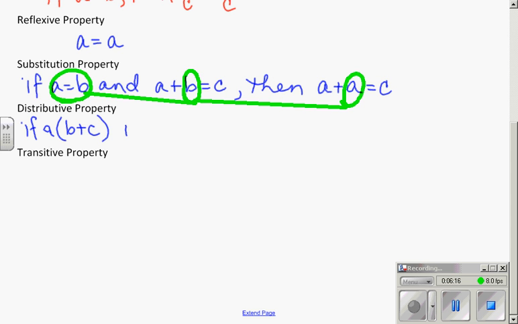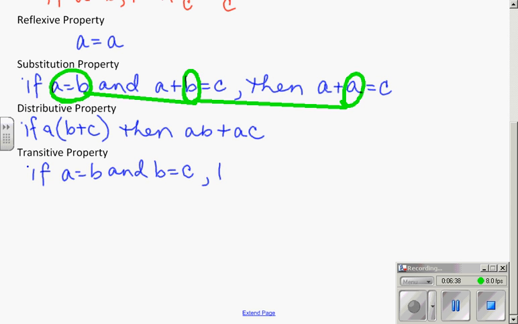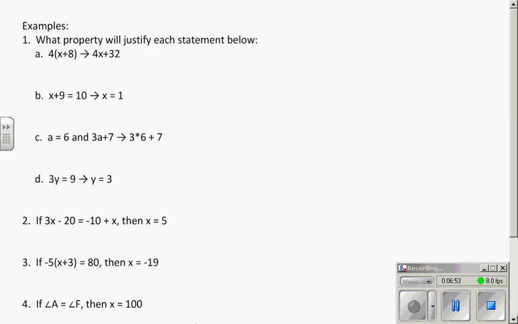Distributive property: if A times (B plus C), then A times B plus A times C. I can distribute that multiplication. Now transitive is a lot like substitution, except we are going to transfer the equality through three equations. If A equals B and B equals C, then A has to equal C. It's kind of like a double substitution. Again, there's some latitude between substitution and transitive. Transitive is a special substitution.